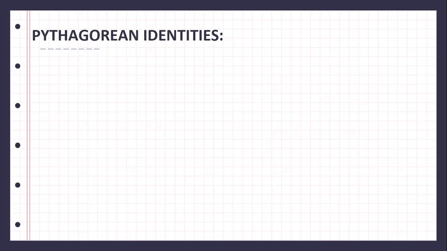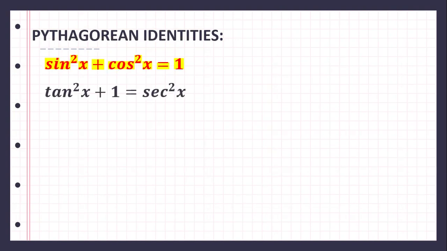We still remember the Pythagorean identity, sine squared theta plus cosine squared theta is equal to 1. So we simply replace x by theta, but those are the same angles. They are angular measures. Remember this identity, tangent squared x plus 1 is equal to secant squared x. 1 plus cotangent squared x is equal to cosecant squared x.